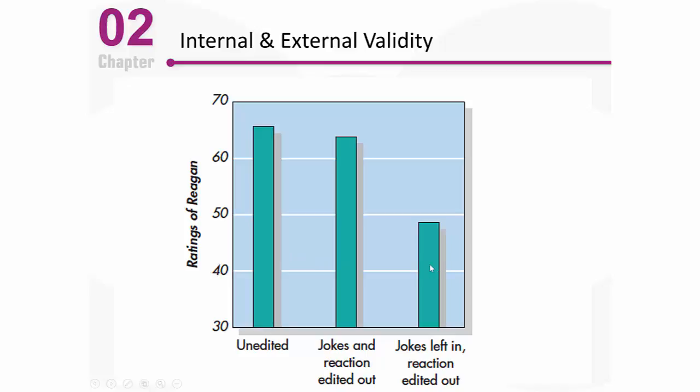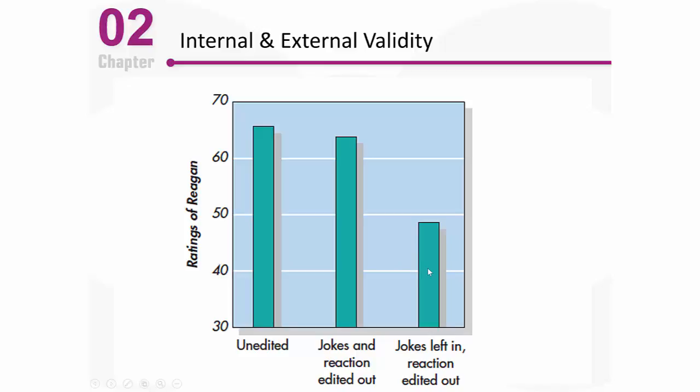So when it comes to average age, we'd expect to see approximately the same average age in each one of those groups. So my point is this study has strong internal validity. If there's going to be a difference between these groups, it's got to be due to that one thing that we manipulated. And what did we manipulate? If the jokes and the reaction of the audience was included.